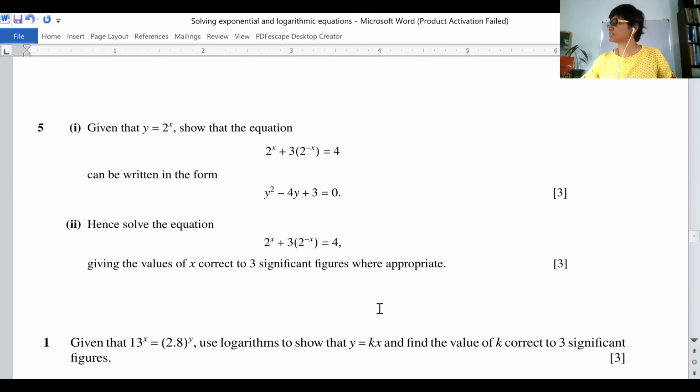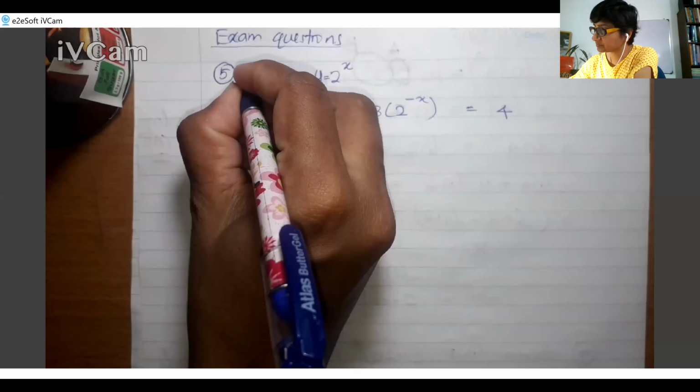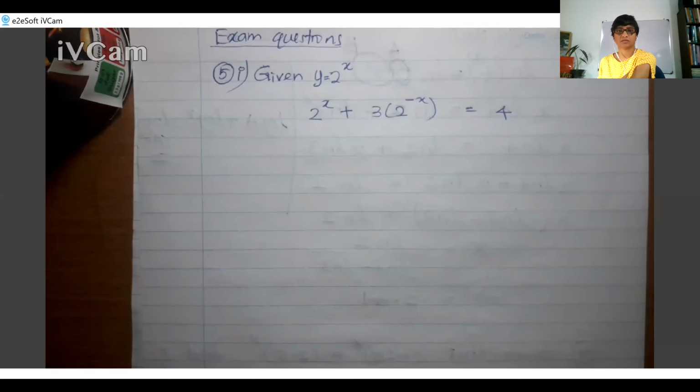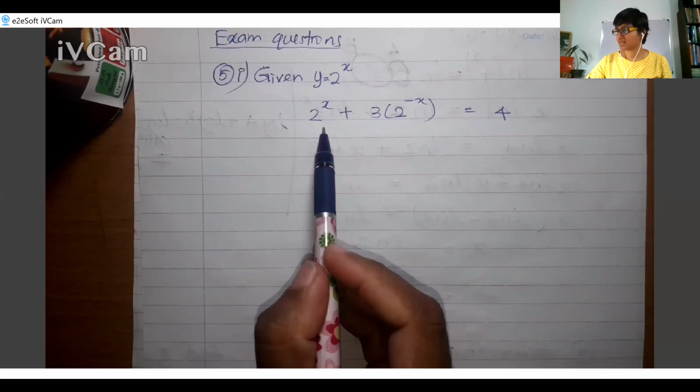I'm going to change the screen. So this is part one. They have already given you kind of a substitution, like a relabeling. You have to relabel 2 to the power of x in your equation with y. So here I have a 2 to the power of x. Here it's 2 to the power of minus x.